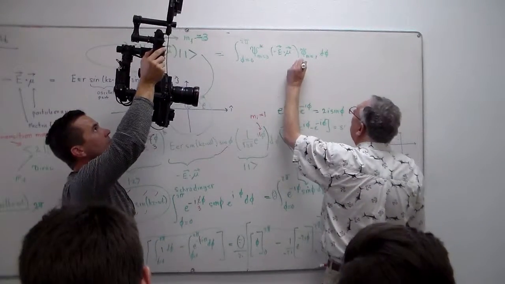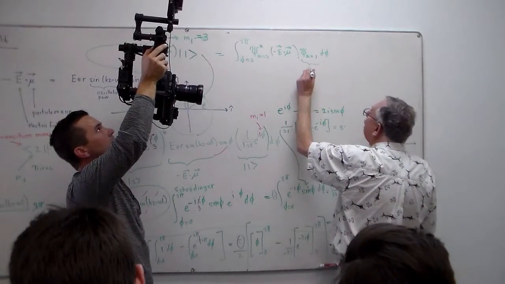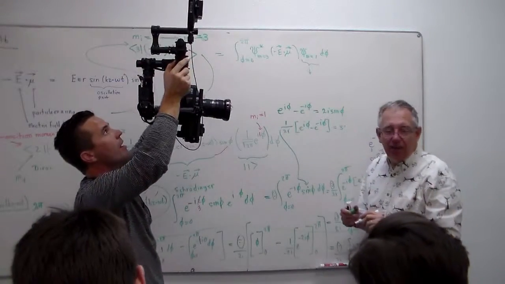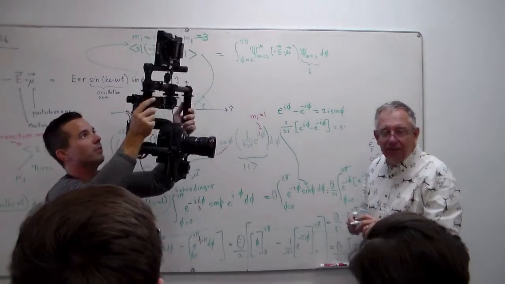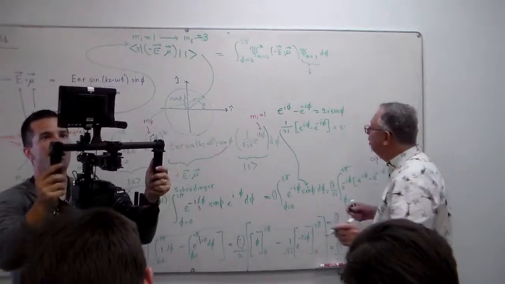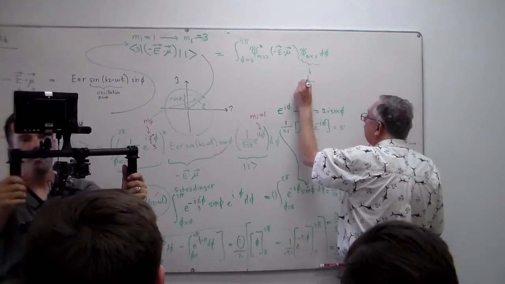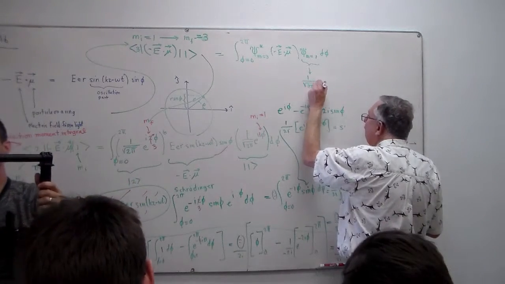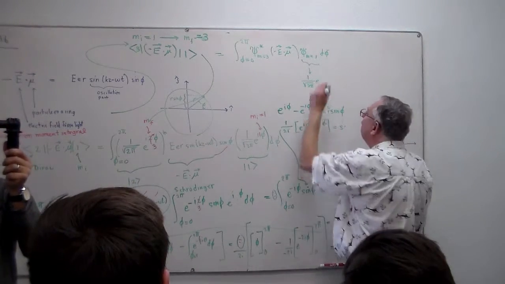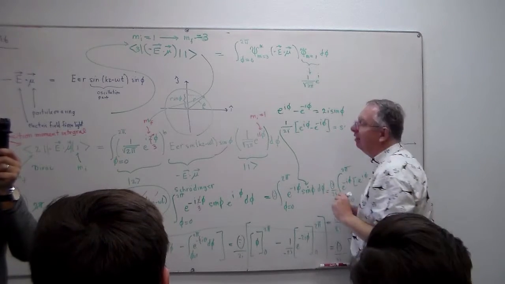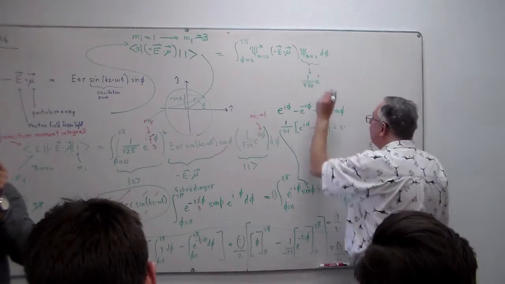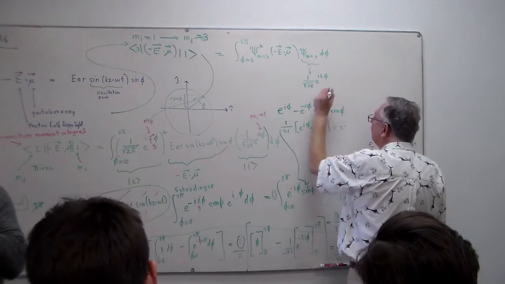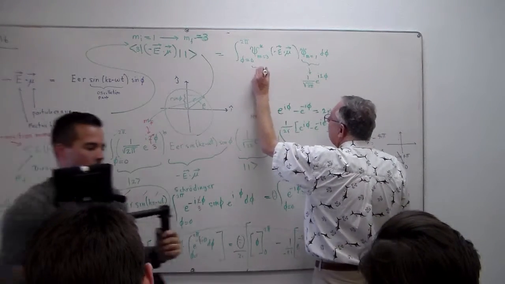And what would this be? I want you to tell me, what would I write here for psi m equals 1? Oh, I know this. Yes, you do know this. I'll give you a hint. It's 1 over the square root of 2 pi, and it's e to the i something. E to the i1 phi. Yep.